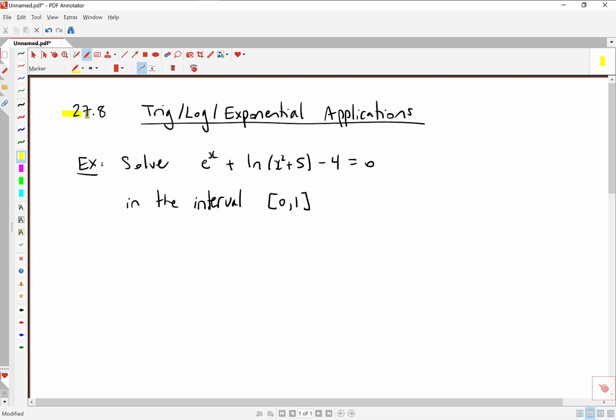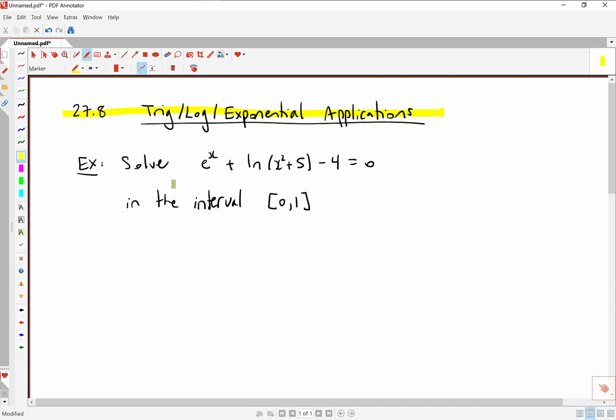In this section, we're going to look at applications using trig, log, and exponential functions. When we say applications, we mean some of the applications that we saw in chapter 24, including things like Newton's method, linearization, related rates. So it will give us a chance to go back over those application type problems, but with new functions and practice the derivatives of trig, log, and exponential functions along the way.